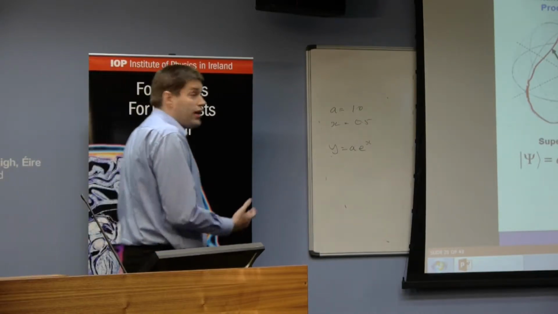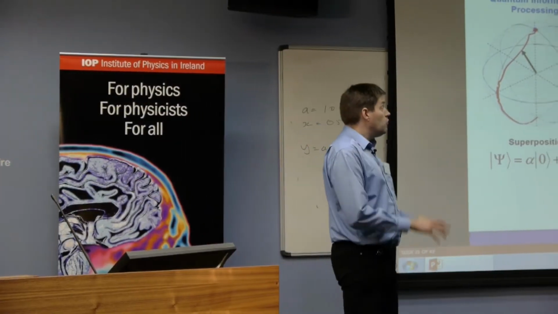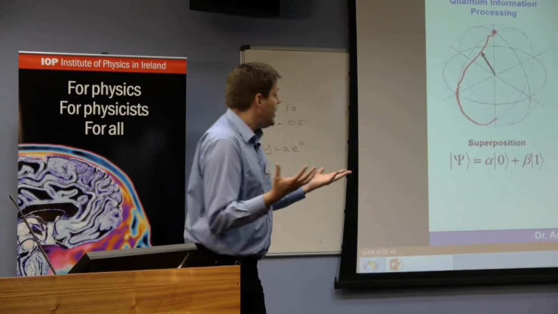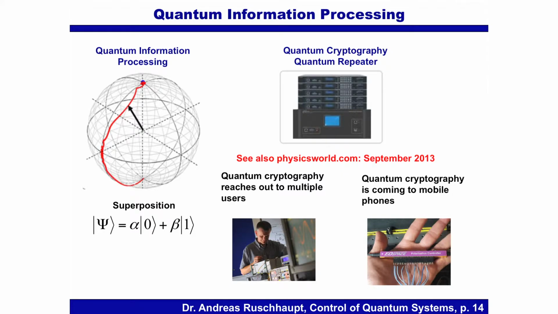But there are more applications of these ultra-cold atoms. One big field is quantum information processing, where the key idea is, if you have a classical computer, you have a bit. Could be 0 or 1. Everybody knows it.